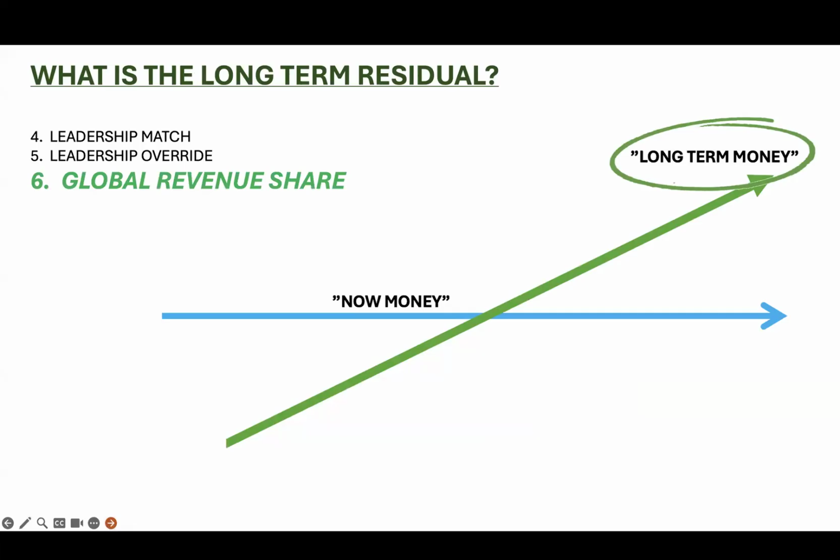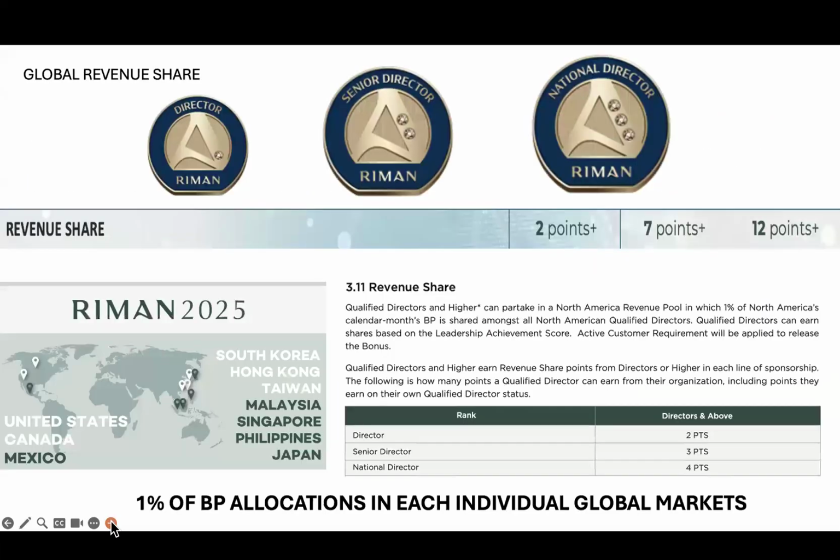Now, the last part is the global revenue share. It's very simple. Here are some caveats that you have to understand. For every country that we're open in, every market, at the end of the month, they're going to allocate 1% of the generated BP of that entire market and put it into a global bonus sharing revenue share pool. It starts from director, senior director, national director.